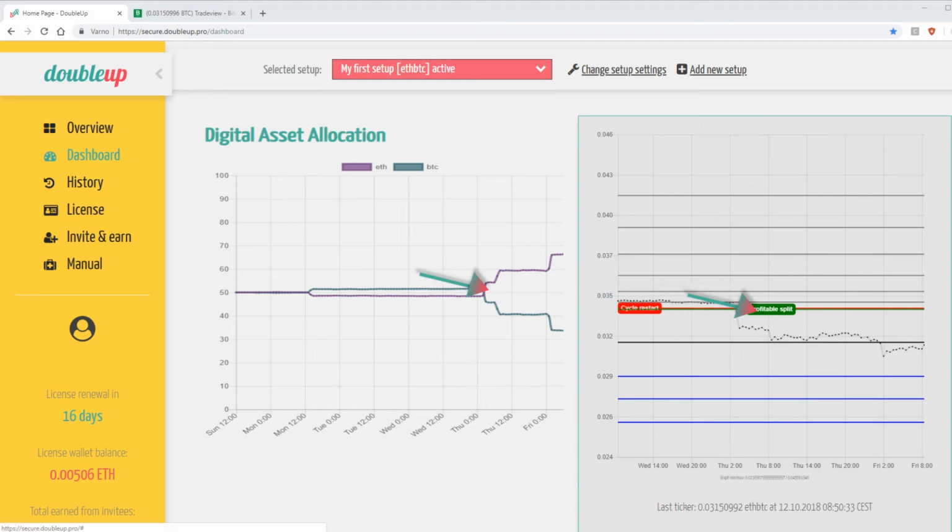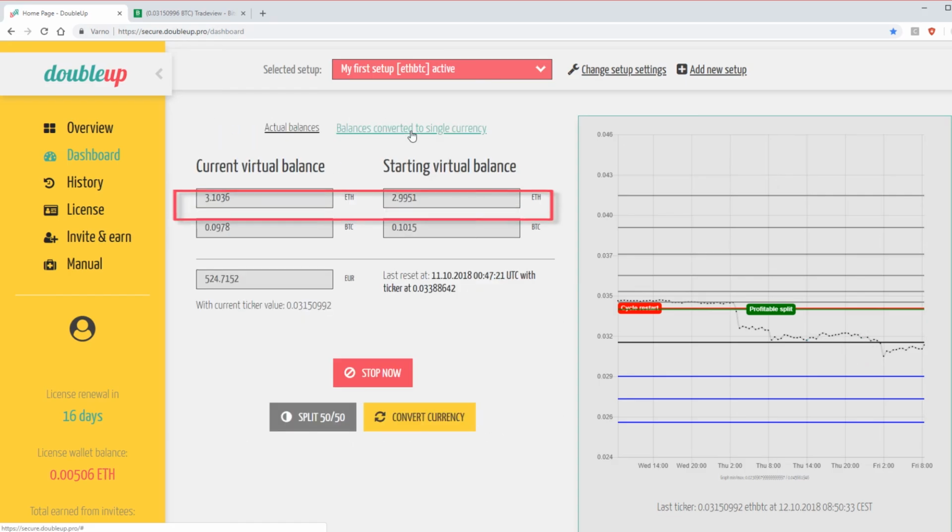When a trend occurs, DoubleUp will execute transactions, always buying cheaper currency with the more expensive currency.